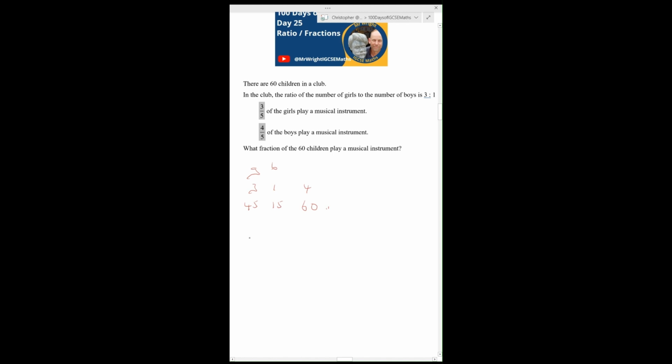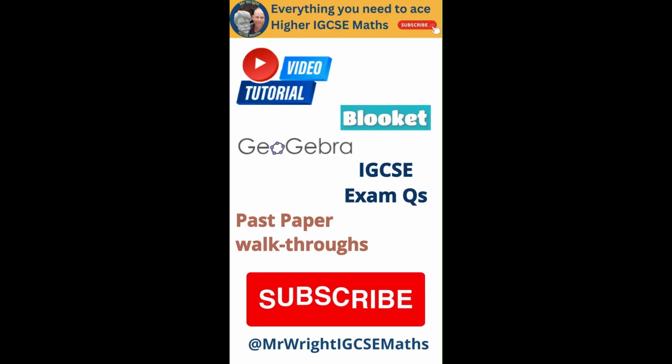3/5 of the girls play a musical instrument. 1/5 of that is 9. So 3 9s are 27. 27 girls play a musical instrument. 4/5 of the boys. 1/5 is 3, so 4/5 is 12. So 12 boys. So altogether 39 children play a musical instrument. That's 39 out of 60, which cancels down to 13/20.